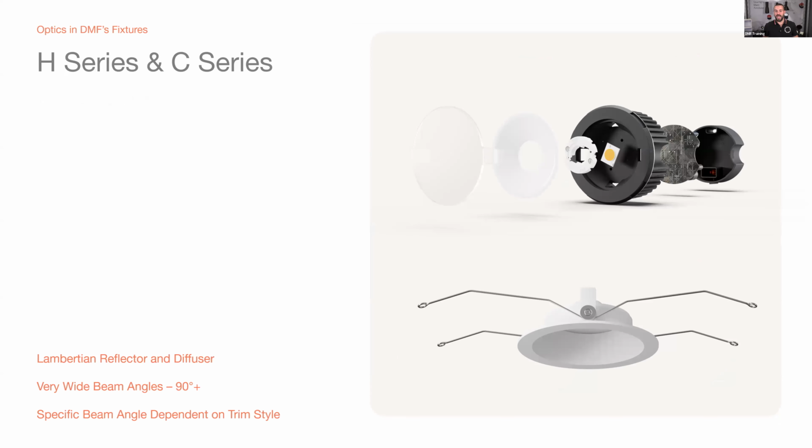Real quick, I'm going to talk to the H series and the C series together because they're both largely the same in their approaches. These are very much just like our general ambient on the M series, where we have essentially a mixing chamber. So this is a C series trim. The trim itself has a reflector and then a diffusion lens over the front. H series as well has the same sort of approach.